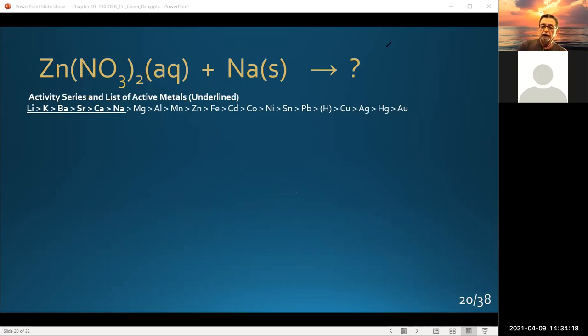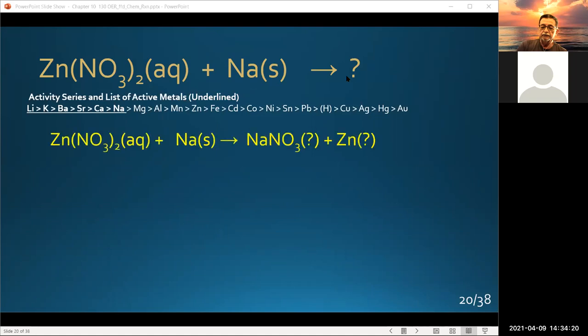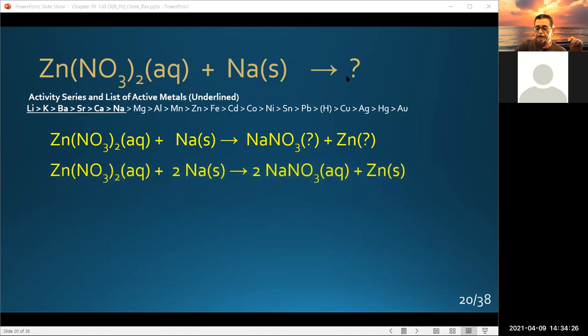I know the sodium nitrate is soluble and zinc is a solid. And as I stated, I followed the nitrates, the polyatomic ions, put a 2 in front of sodium nitrate, that balances the nitrates and kicks up my sodium. I put a 2 in front of sodium metal, and now I'm balanced. So the reaction proceeded.